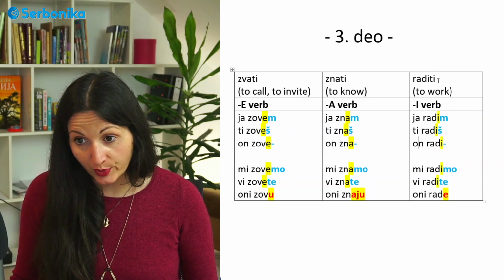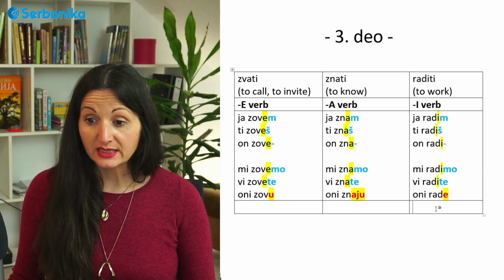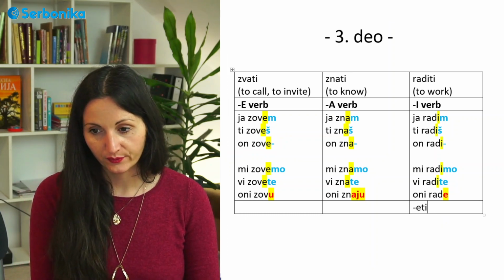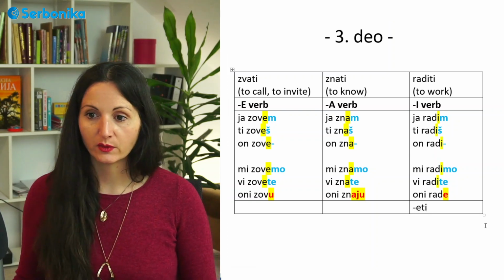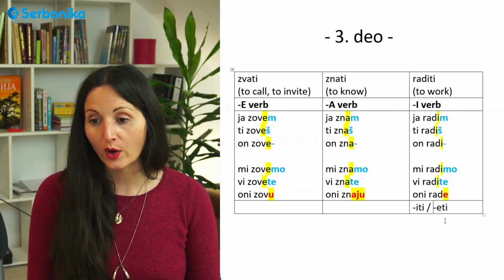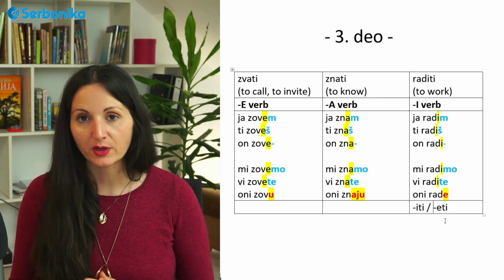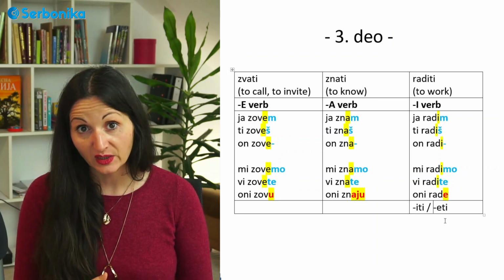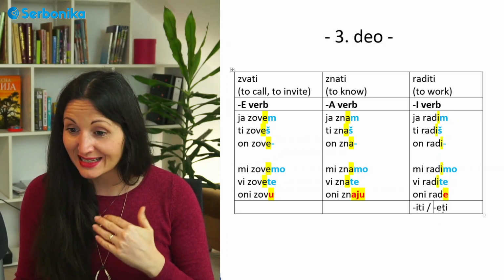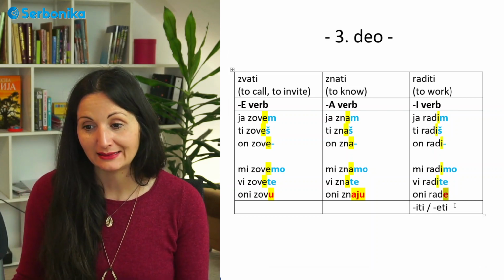Most verbs in this group have an iti infinitive. But a lot of verbs also have an eti infinitive. This is typical for the E group of verbs. So infinitives either end in iti or eti, the most of them, not all of them. There's a little number of verbs ending in ati in infinitive, but mostly they are iti and eti. And this iti and eti will help you remember on radi, oni rade.